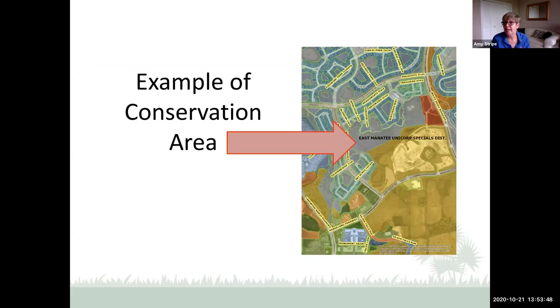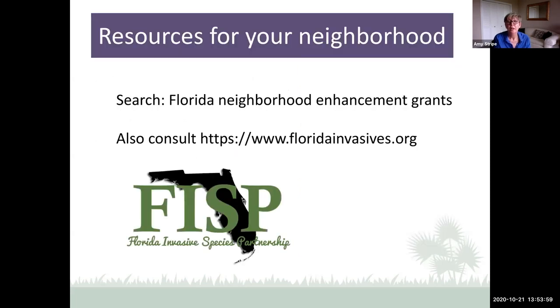Lastly, this is just an example of how you look at a survey or a plat where you see a conservation area. You see all the surrounding streets, and then this little gray bit in the middle is a conservation area example.